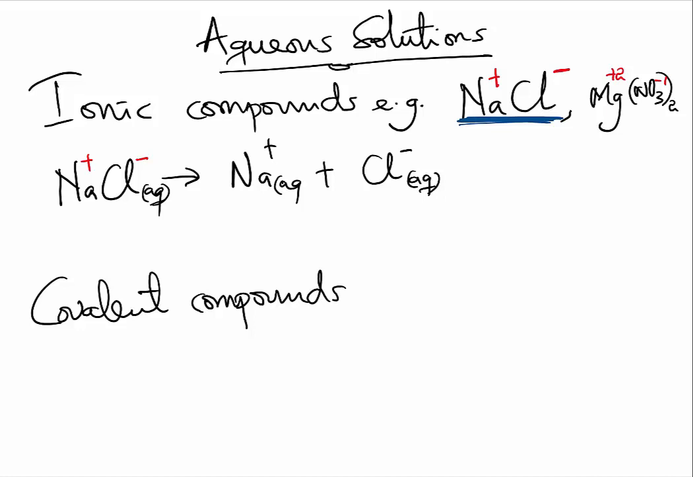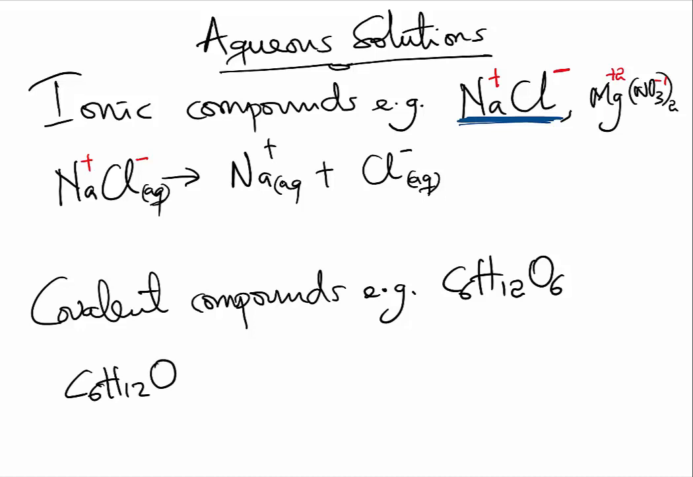Covalent compounds, on the other hand, when you dissolve them in water, they do not dissociate. Let us take a look at an example. Glucose. It is a covalent compound because there are no metals in it, which means there is no transfer of electrons. If you put glucose in water, it will dissolve, but it will not dissociate. It will remain as a unit.